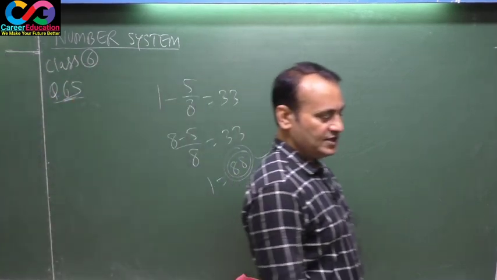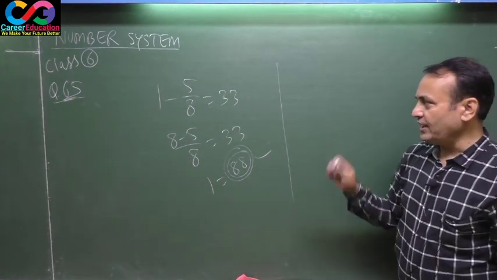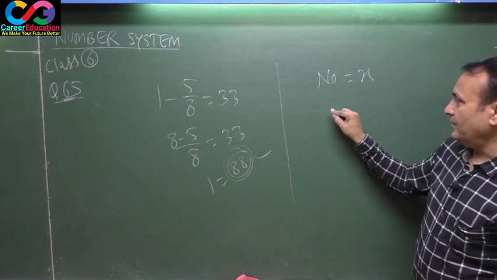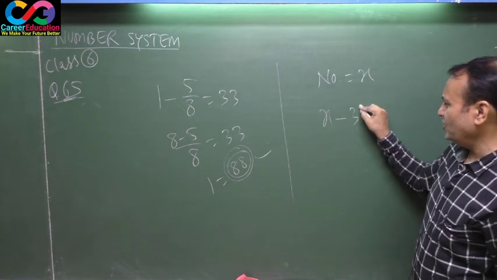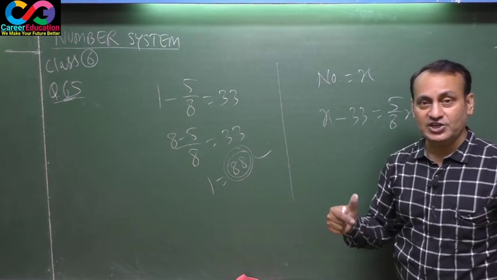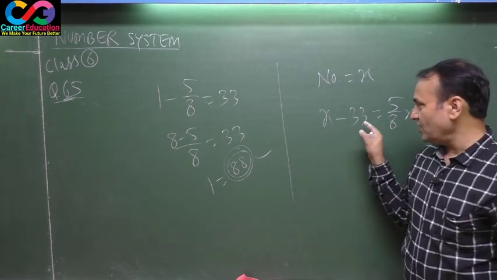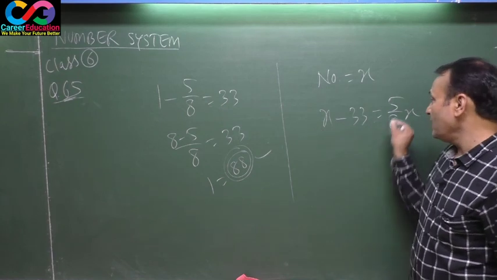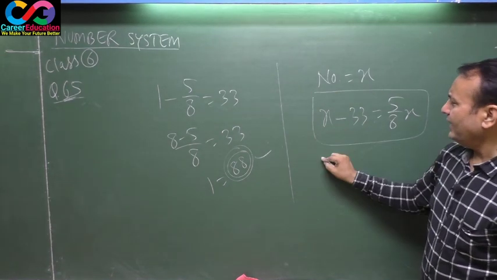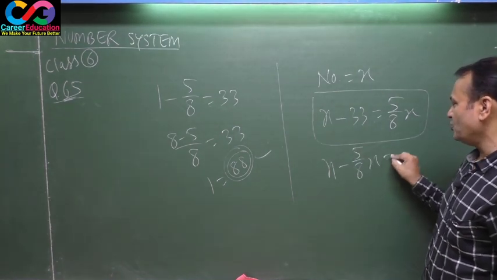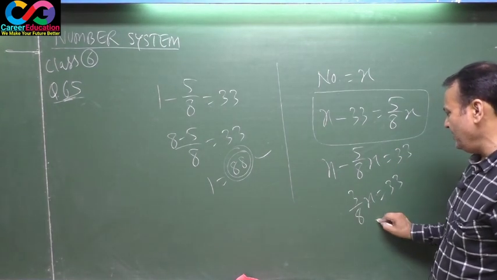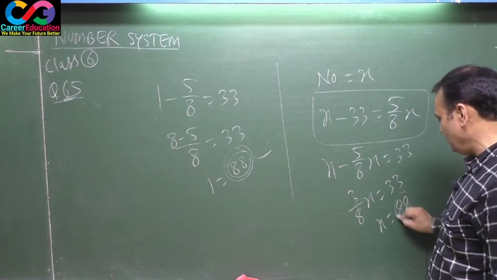Very fast you can solve this question like this, but for clarification, suppose the number as x. x minus 33 equals 5 by 8 of x. The question told you if 33 is taken from the number, the result is 5 by 8 of that number. Equation made here. Now x minus 5 by 8 x equals 33. Again 3 by 8 x equals 33. x equals 88. This is your answer.